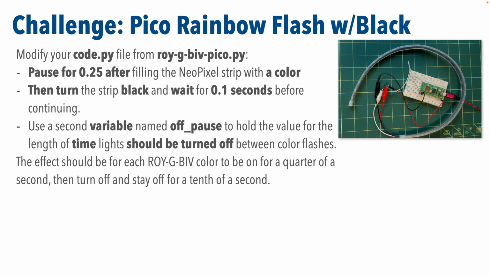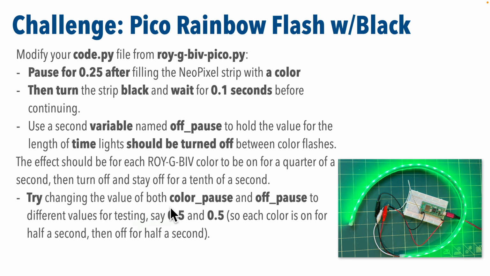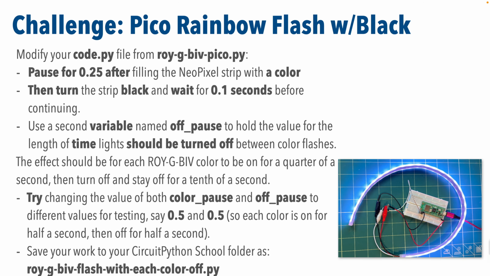The effect should be each roy-g-biv color is on for a quarter of a second, then the light should turn off for a tenth of a second, then the next light on for a quarter of a second, off for a tenth of a second, etc., over and over again. Now once you get this working, make some changes. Why don't you try changing the two variables color pause and off pause to half a second. That should flash the colors on for half a second and off for half a second. And when this is working, we'll save this to our CircuitPython school folder as roy-g-biv flash with each color off.py.